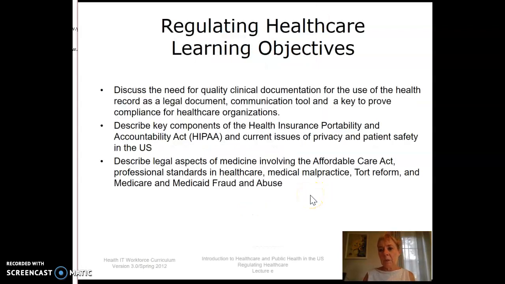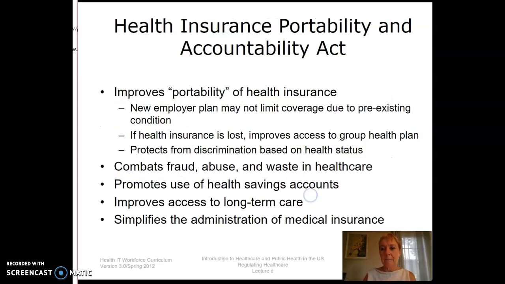These are the objectives for this unit as listed in your course guide. And we're going to talk about HIPAA, or the Health Insurance Portability and Accountability Act. The purpose of this act, when it was initiated, was to improve the portability of health insurance. At the time it was enacted, if you had a health plan and you left that health plan, or let's say if you left a place of employment, you couldn't take that health insurance with you. So your new employer, for example, might limit your coverage if you had a condition they didn't want to cover. Under HIPAA, they can't do that anymore.